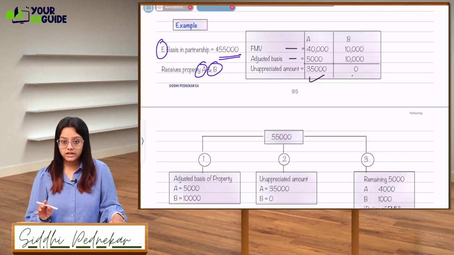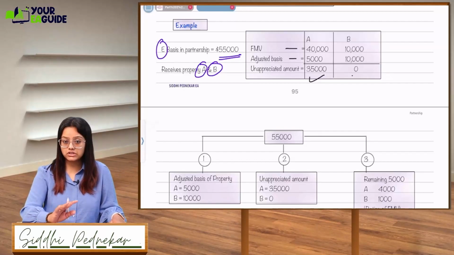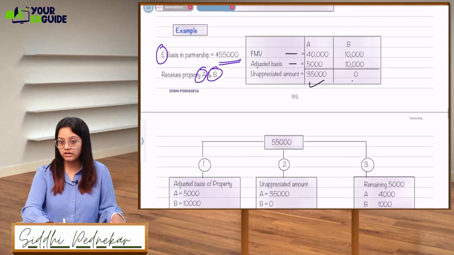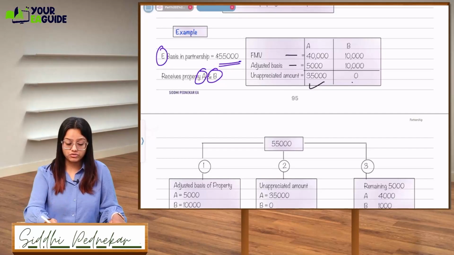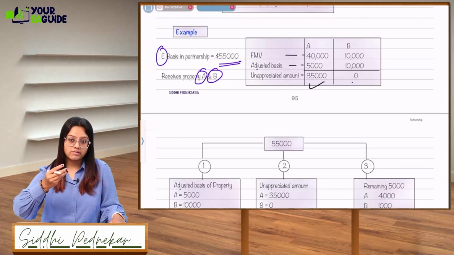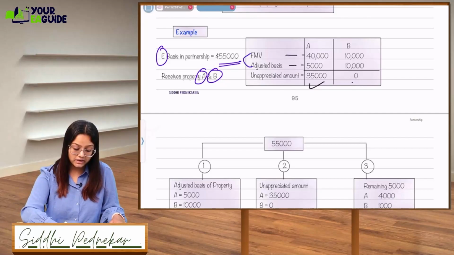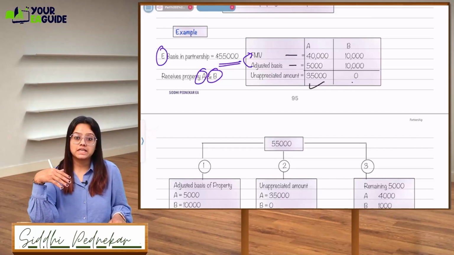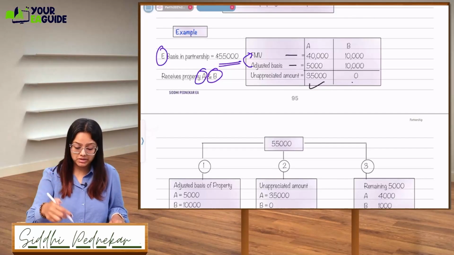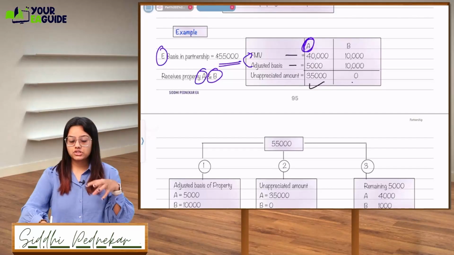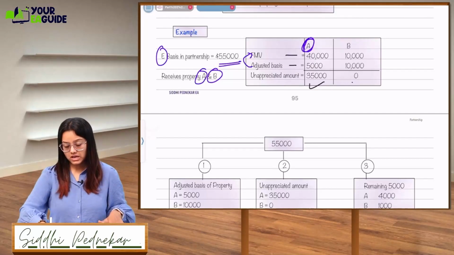Okay, understand it very well now, guys. It's very easy to understand. If you remember it in one shot, then it's great, or else you will get confused again and again. Basis of whatever property you are receiving, you have to compare it with the FMV of that particular property. If you have received appreciated property, this A property which you are receiving has an adjusted basis of 5,000. Now the FMV of that property in the market is 40,000.